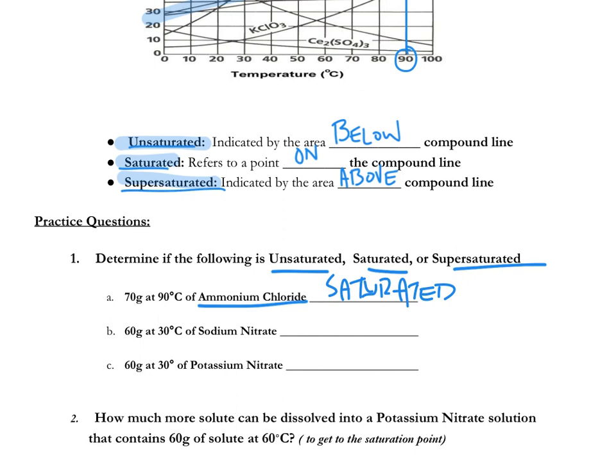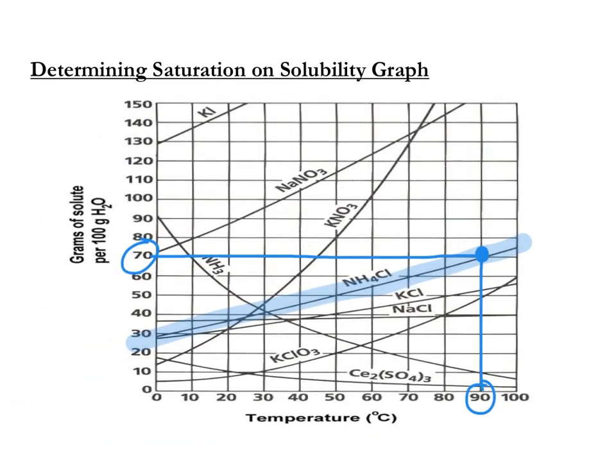Okay, so the next one is 60 grams at 30 degrees Celsius of sodium nitrate. So now I want to zoom in back on the graph and find sodium nitrate. Sodium nitrate, NaNO3. Here's sodium nitrate. So let me highlight this for you. Sodium nitrate, I'll highlight in red. NaNO3. All right, so it says 60 grams at 30 degrees Celsius.